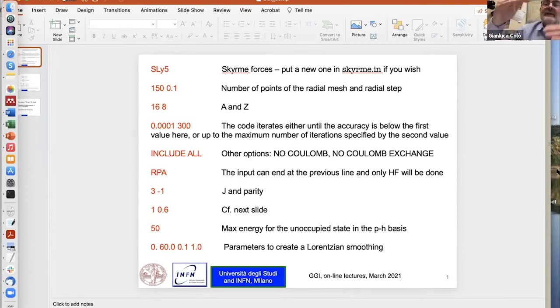Then if you take a nucleus with a neutron excess and you take out the Coulomb, you don't get neutrons and protons with equal orbitals. You may ask why, we can discuss. Again, this is another option.